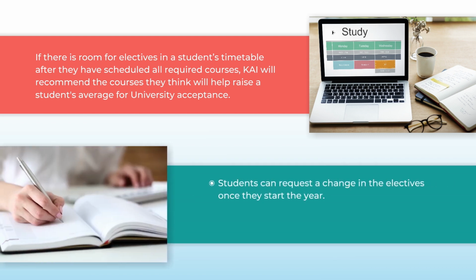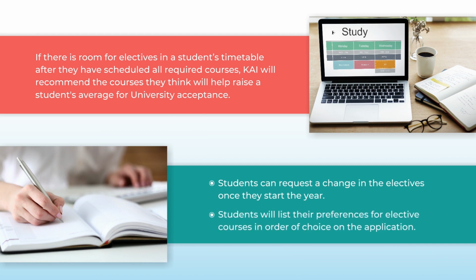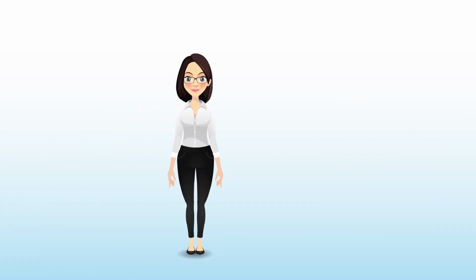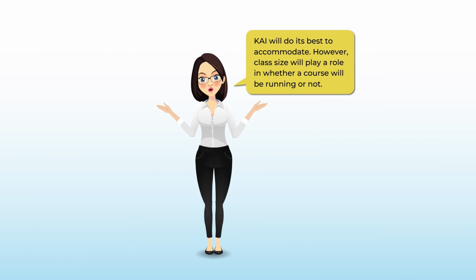Students can request a change in the electives once they start the year. Students will list their preferences for elective courses in order of choice on the application. Canada Academy International will do its best to accommodate. However, class size will play a role in whether a course will be running or not.